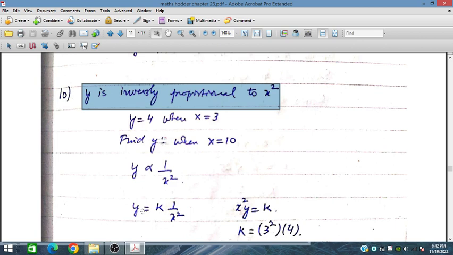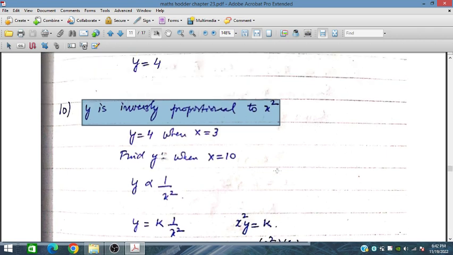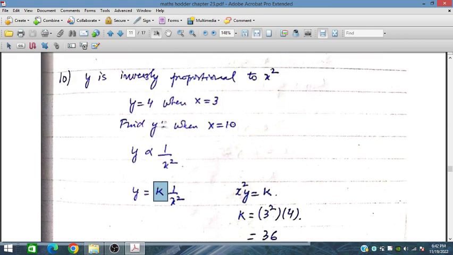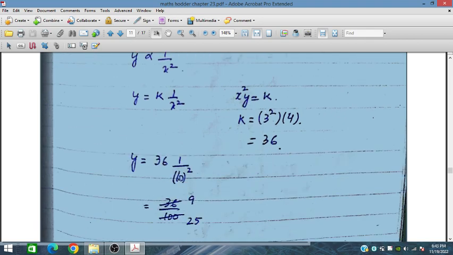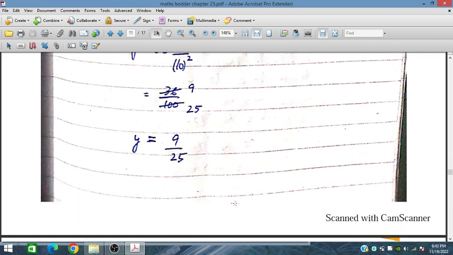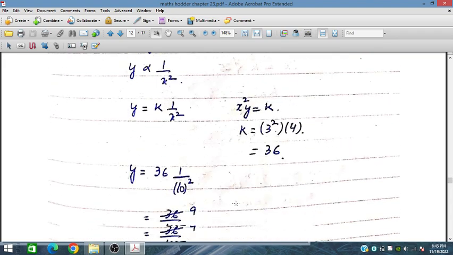So by manipulations, x square into y is equal to a, we can write down like that. So from this k is equal to 3 square and 4, so this is k is 36. In place of this, 36 can be written down, and the value when x is equal to 10. So in place of this x can be written here. So y is equal to 36 upon 1 over 10 square. So y is equal to 9 upon 25. So similarly for this one.